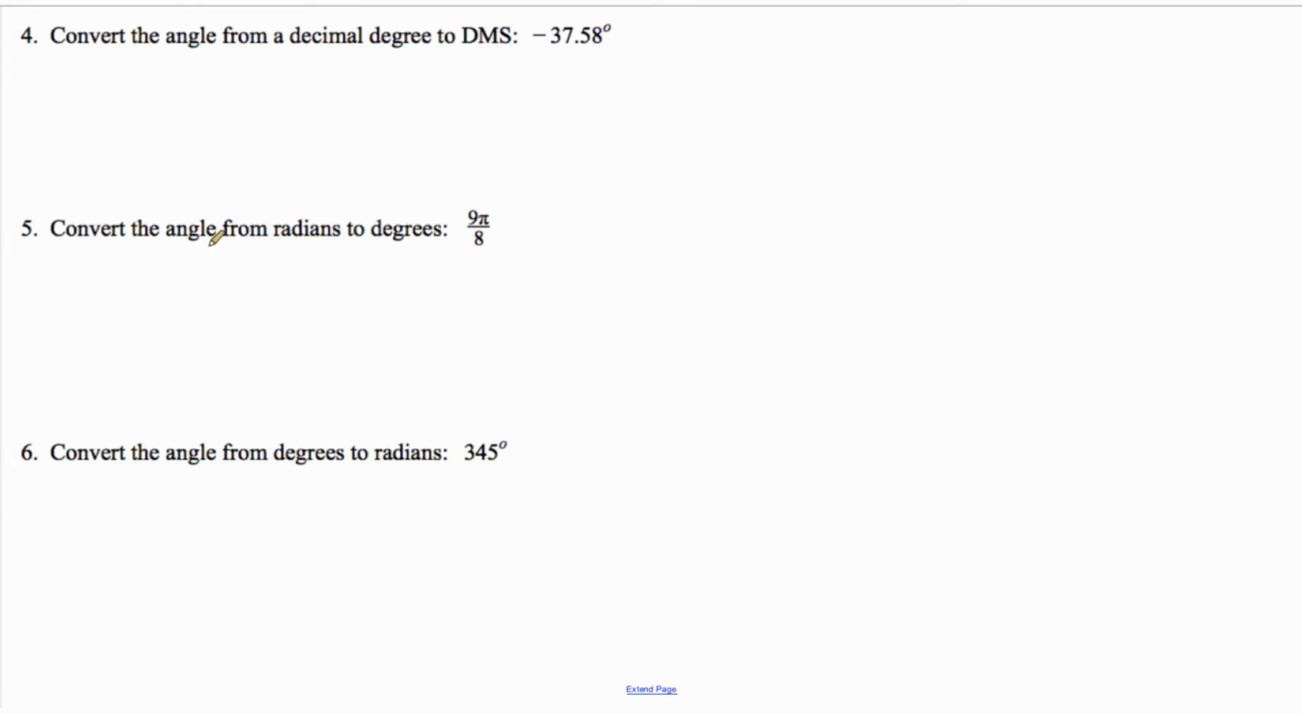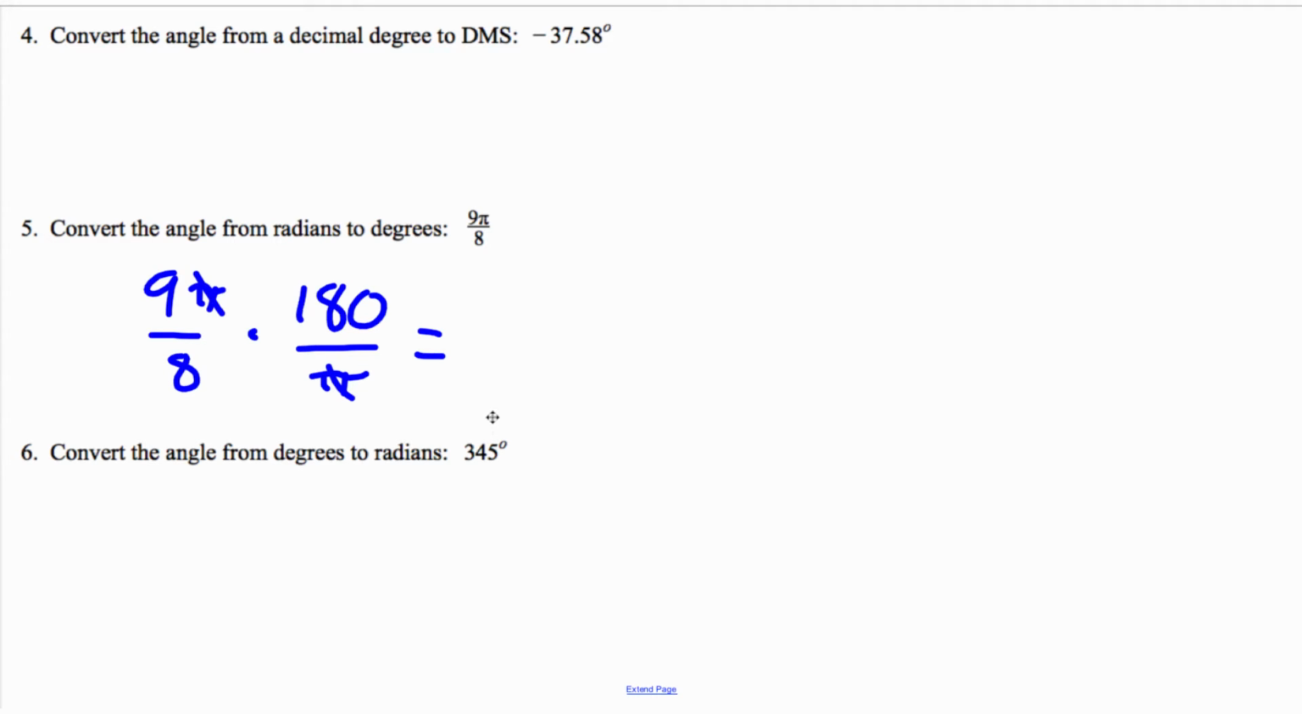In number 5, we're looking at converting this 9 pi over 8 angle from radians into degrees. So we're going to take our 9 pi over 8. To convert this into a degree angle, what we're going to do is multiply by 180 over pi. Now one thing you might notice is that there's a pi on top and a pi on bottom of our fraction, so those things are going to cancel each other out.